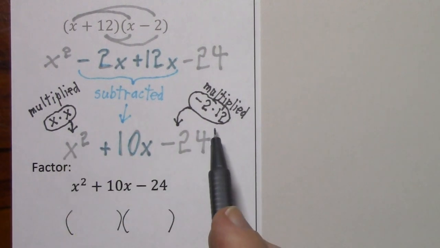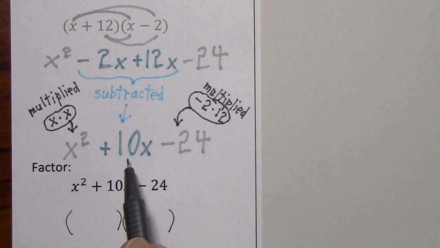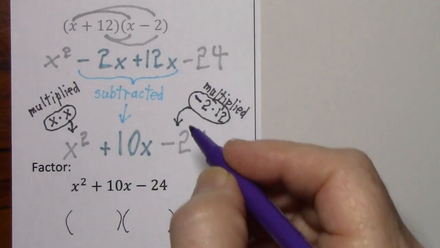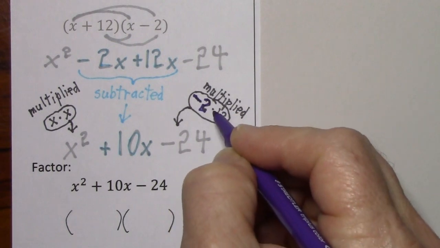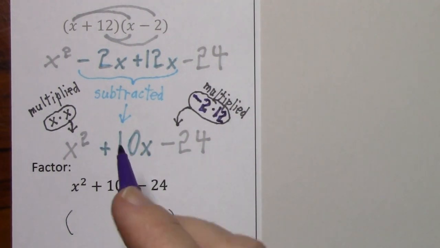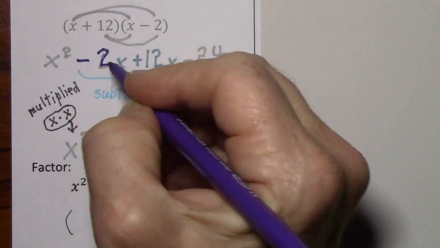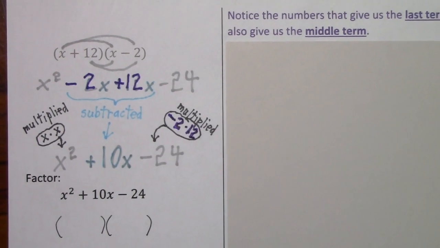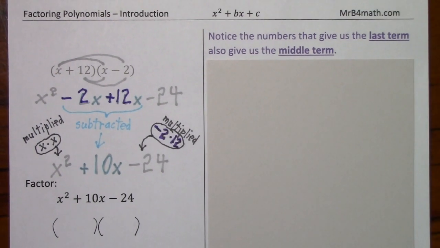So the first and last term are the result of multiplication. This middle term is the result of addition or subtraction. Notice the numbers that give us this last term also give us this middle term. We will be using this fact in just a minute.